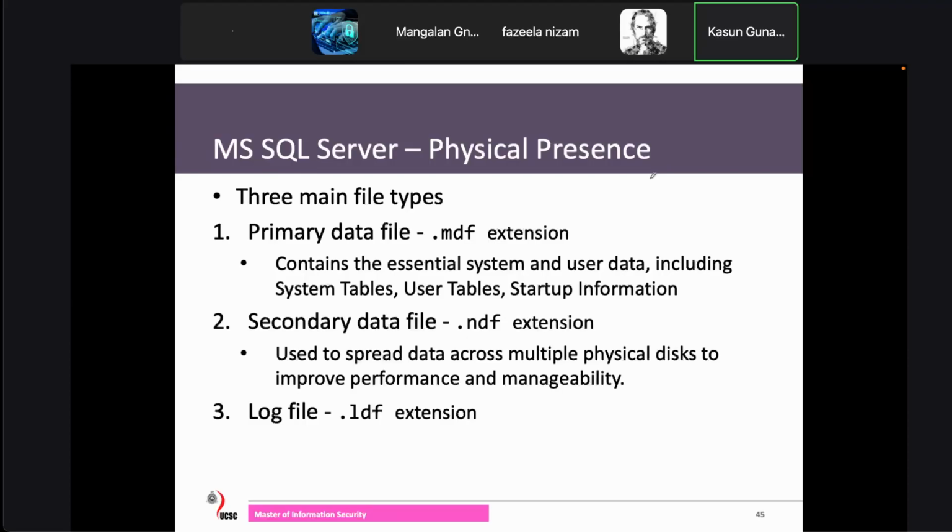Then log files. It is a file that stores information about the transactions in the database to be used for recovery and backup. So that will be a log.